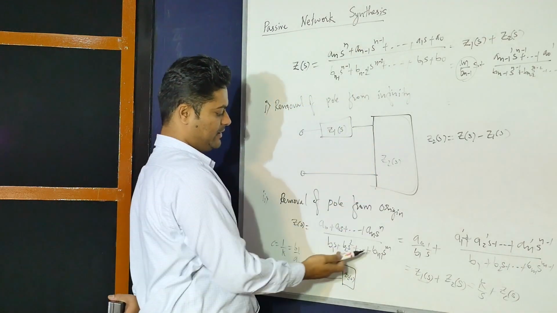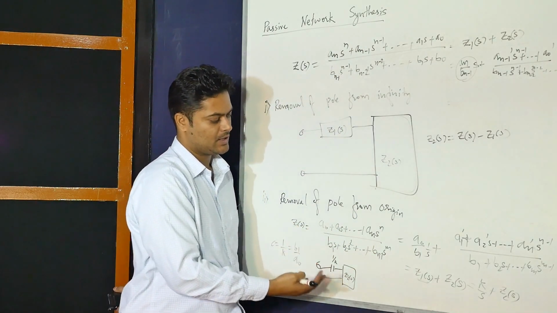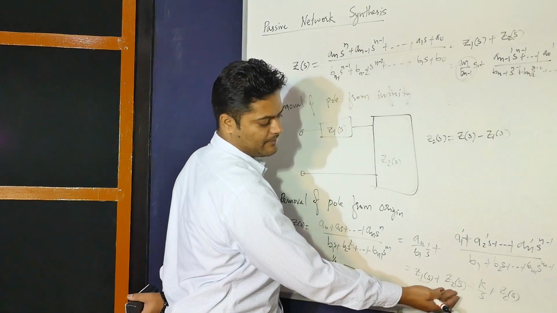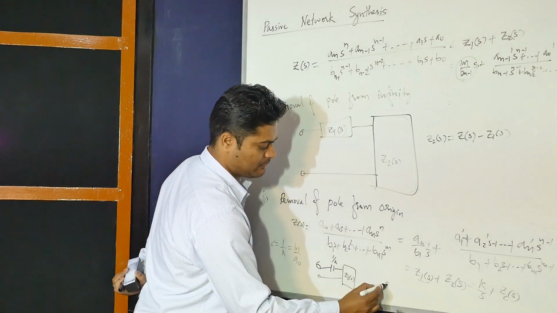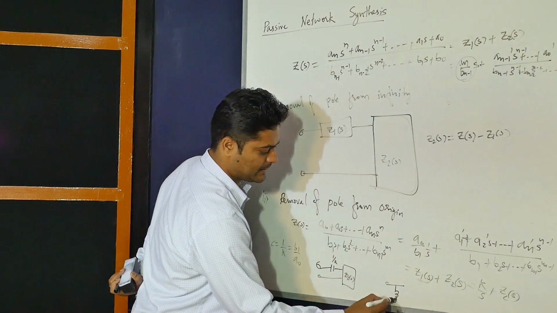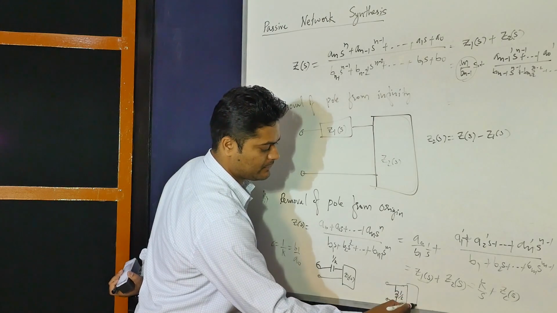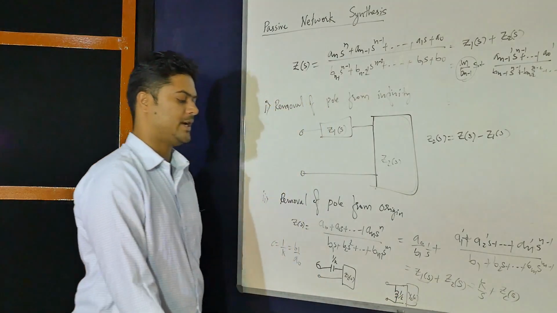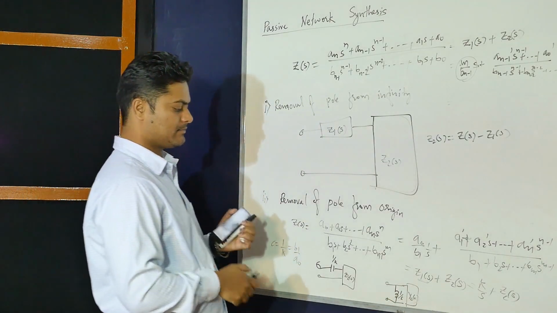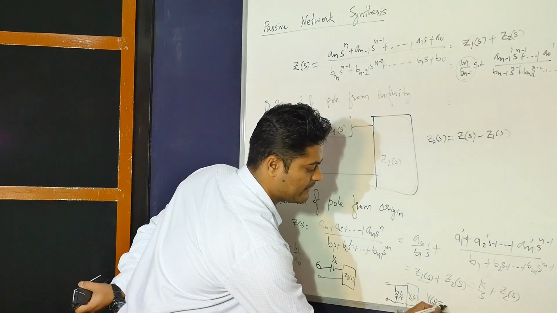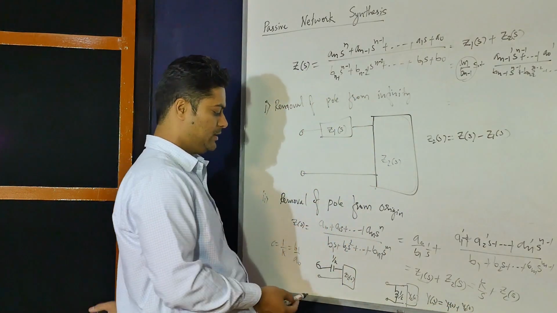If this function, instead of Z of S, we would have Y of S, then Y of S is equal to Y1 of S plus Y2 of S, nothing but K by S plus Y2 of S. Then we would have had a parallel inductor, that is a 1 by K inductor, and this would have been Y2 of S. Right? 1 by LS is in parallel. Why? If the function was Y of S, that is Y1 of S plus Y2 of S.